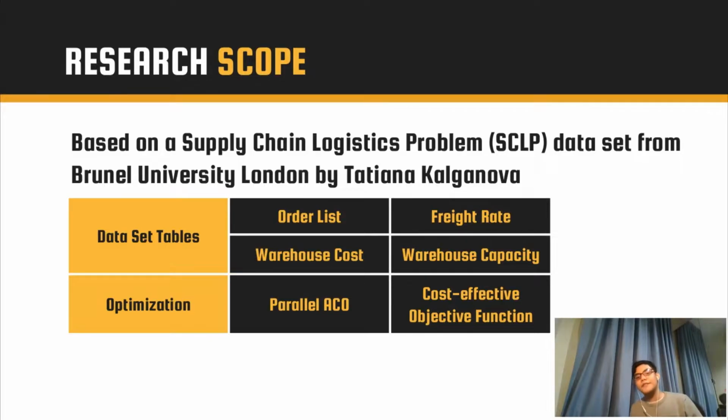So the scope is as mentioned in the problem statement. It revolves around the SCLP dataset, and the dataset has four distinctive tables, which are the order list, freight rate, warehouse cost, and also the warehouse capacity. And for the optimization, it uses ant colony optimization, and it will be equipped with a cost-effective objective function.